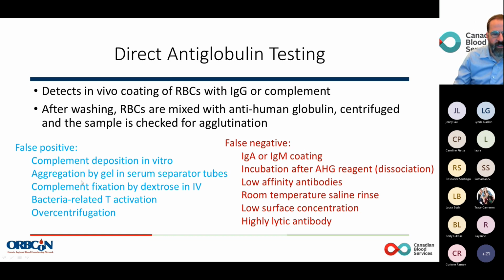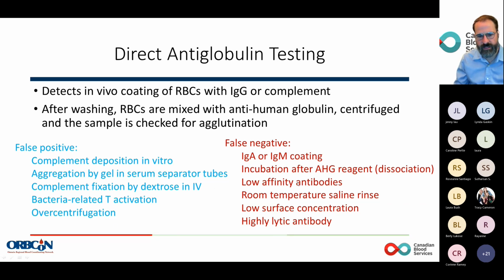You can have complement fixation that occurs because of dextrose in IV solutions. So that can sometimes cause a false positive in the sense that the deposition is not happening because of an antibody that's mediating the process, but because of dextrose solution in the IV. Some bacteria can cause T activation of the cells, which can then lead to there being evidence of either IgG or C3 on the cells. And over-centrifugation of the sample can just stimulate all the cells to stick together too tightly and get a positive result because of that. So those are all some reasons for false positive.